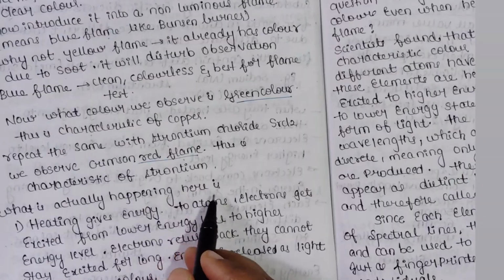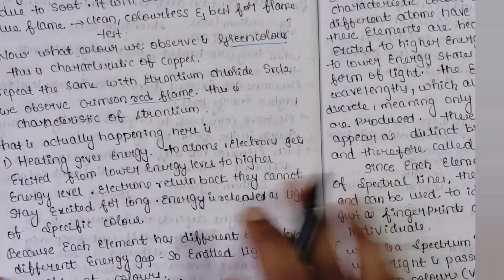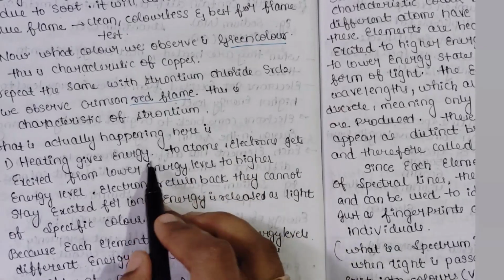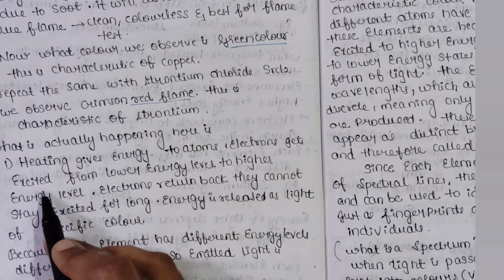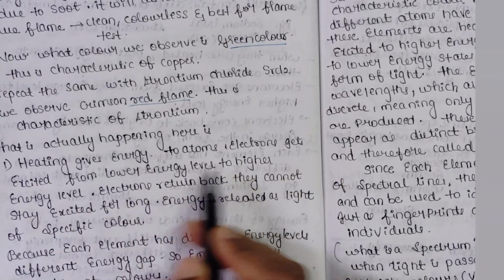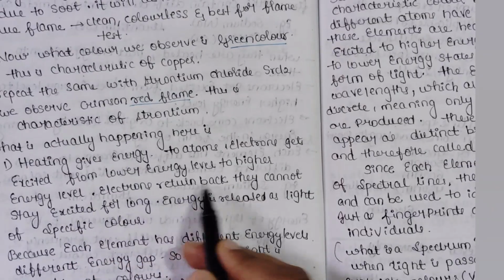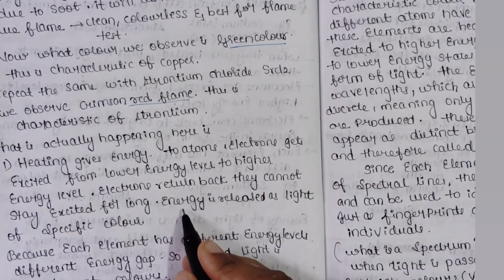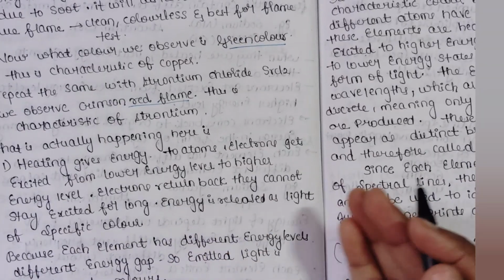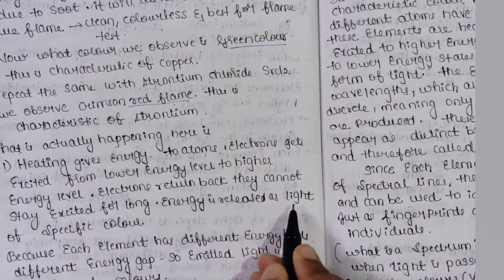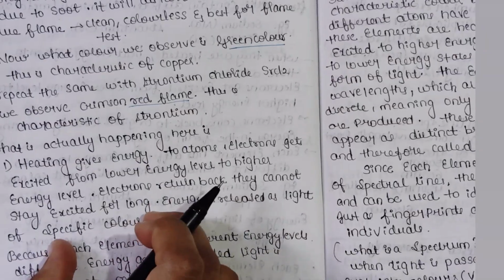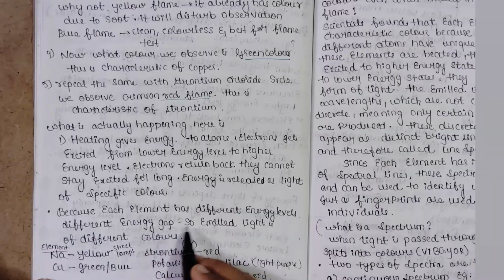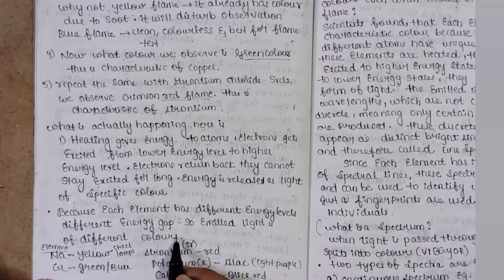What is actually happening here is that heating gives energy to atoms. When we heat the atoms, electrons get excited from the lower energy levels to higher energy levels. Electrons cannot stay excited for a long time, so they return back to the lower energy state. When they come to the lower energy state, the energy is released as light of specific colors. Because each element has different energy levels and different energy gaps, the emitted light is of different colors.